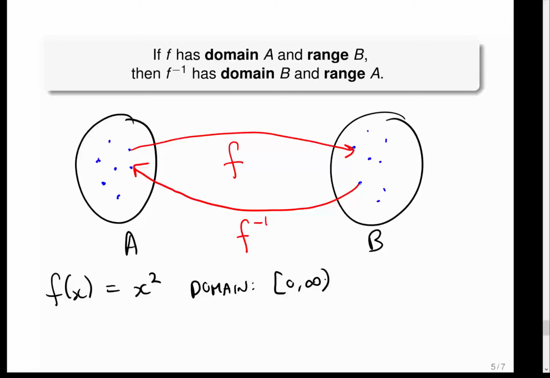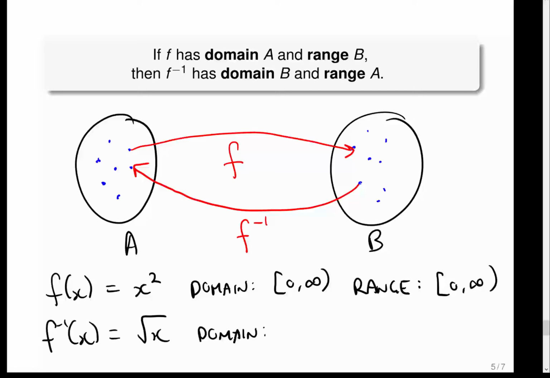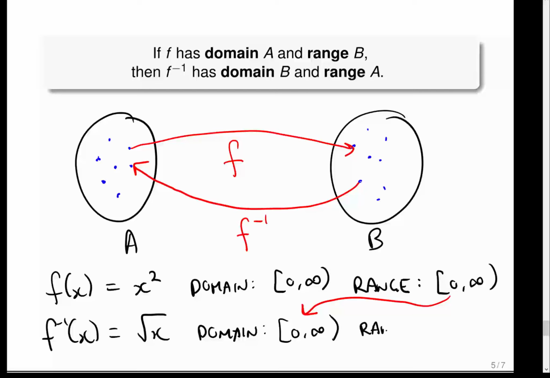And recall that the range is the set of all the y values greater than or equal to 0. In other words, the same set of numbers as the domain. Therefore, its inverse function, the positive square root function, has its domain to be precisely the range of the original function, and its range to be precisely the domain of the original function.